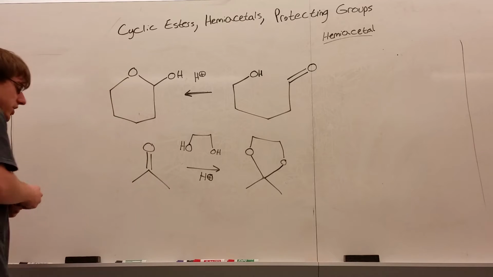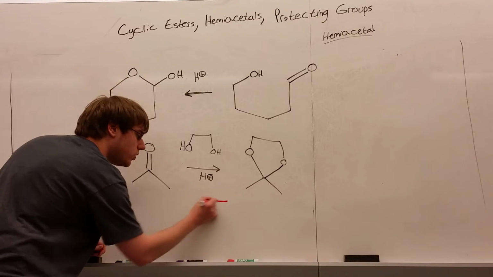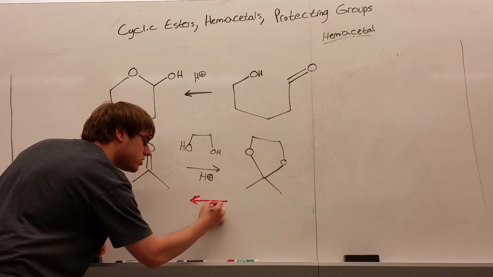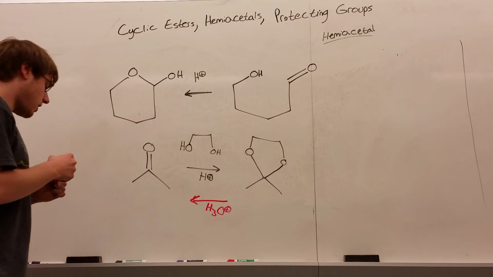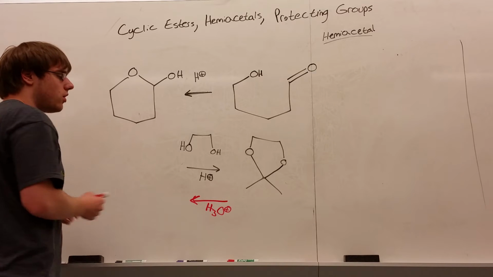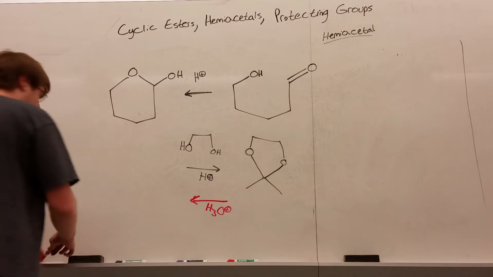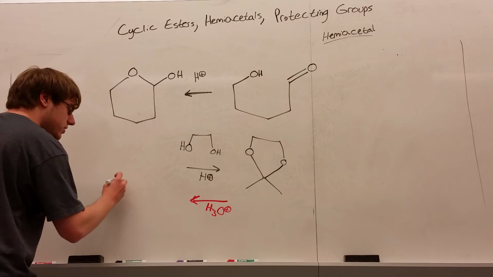How do we remove the protecting group? To remove the protecting group, to go from this to this, you will use H3O+. Now, how do we figure out what the structure looked like before we protected it? Well, once again, what you can do is take the thing that's protected and redraw it exactly the same.